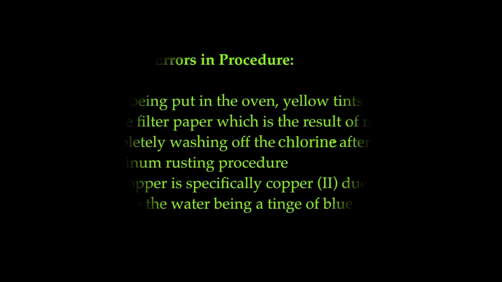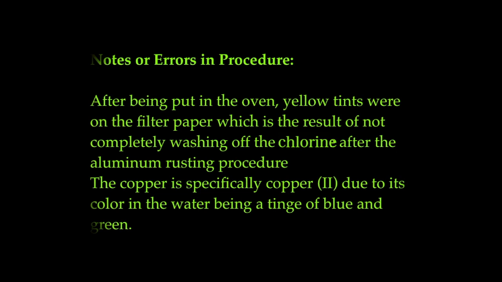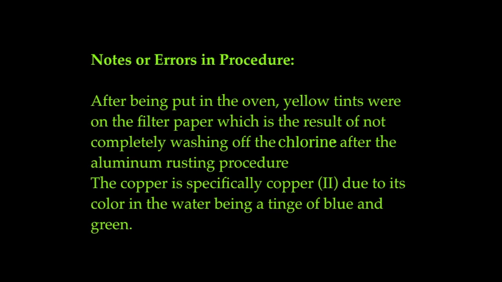During the experiment, we encountered some errors which we took note of. After being put in the oven, yellow tints ran on the filter paper, which is the result of not completely washing off the chlorine after the aluminum rusting procedure. We also took note of the fact that the copper is specifically copper 2 due to its color in the water being a tinge of blue and green.